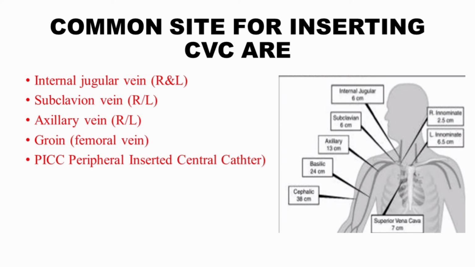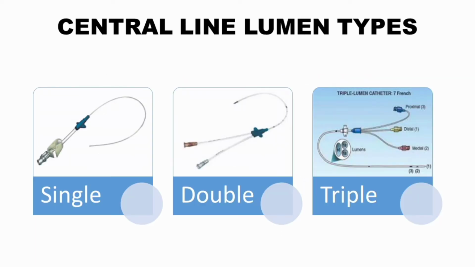Now, what are the veins used for central venous catheterization? Common sites for inserting a central venous catheter are the internal jugular vein, right and left side, and subclavian vein, right and left, axillary vein, right and left, groin for femoral vein, and the final one is PICC, peripherally inserted central catheter.